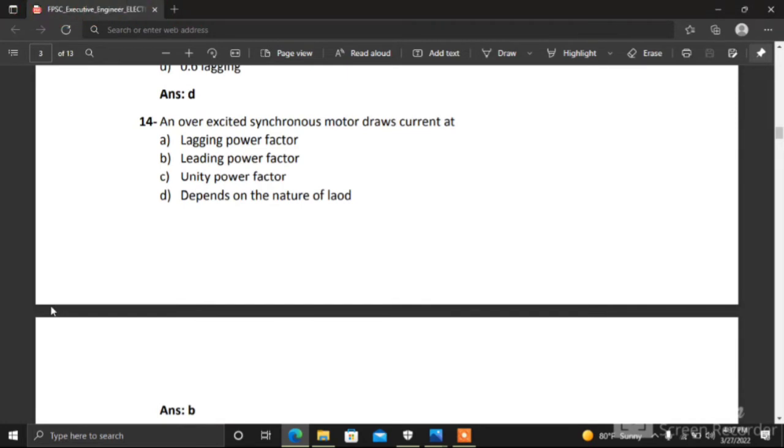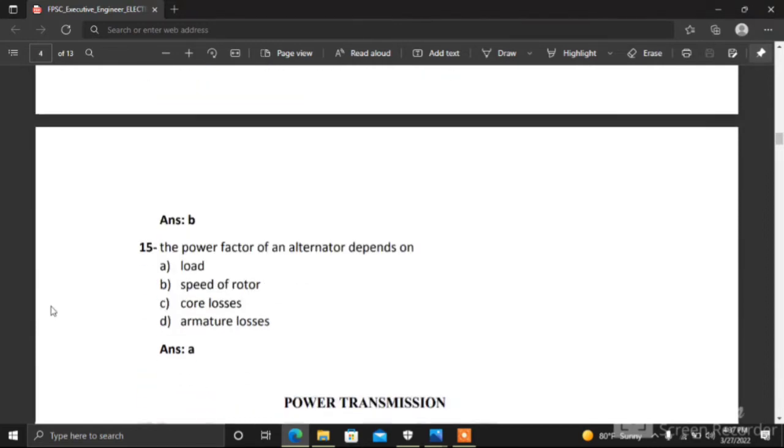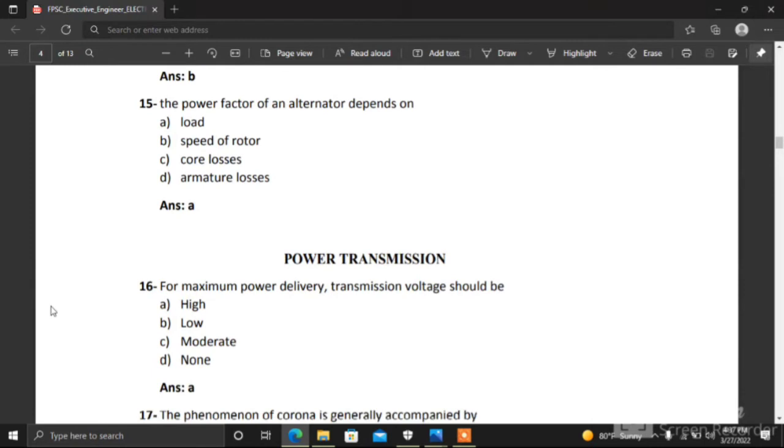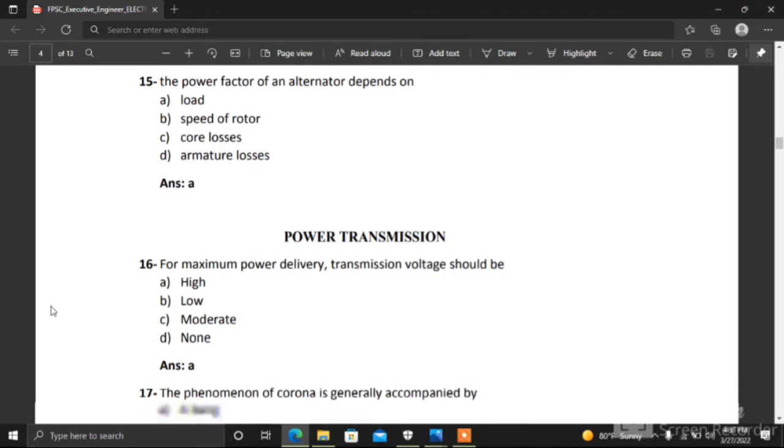Must remember that a synchronous motor is also used for correction of power factor. The power factor of an alternator depends on, correct option is A. For maximum power delivery, transmission voltage should be high. Correct option is A. For long distance, a high voltage transmission line is used. At the user end, it is stepped down from 11,000 or 33,000 to 220 volts domestic voltage.